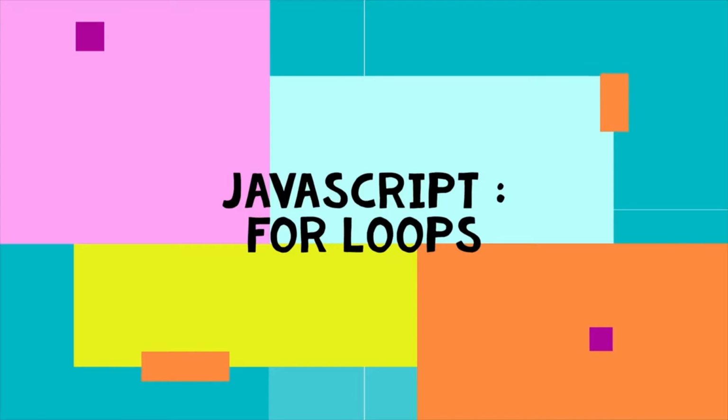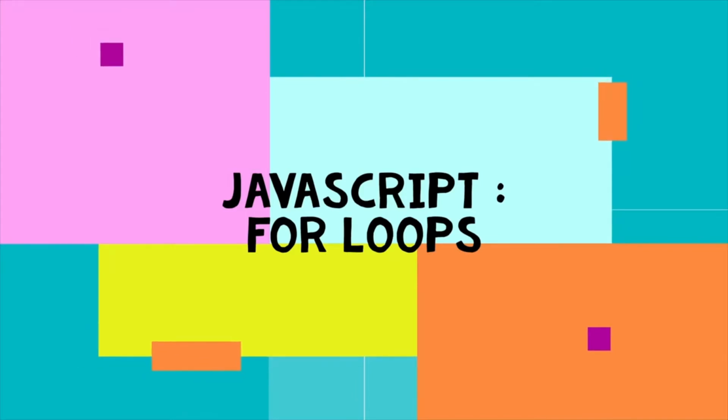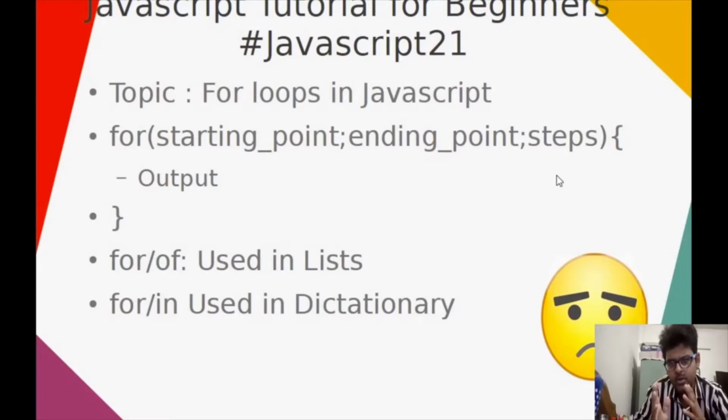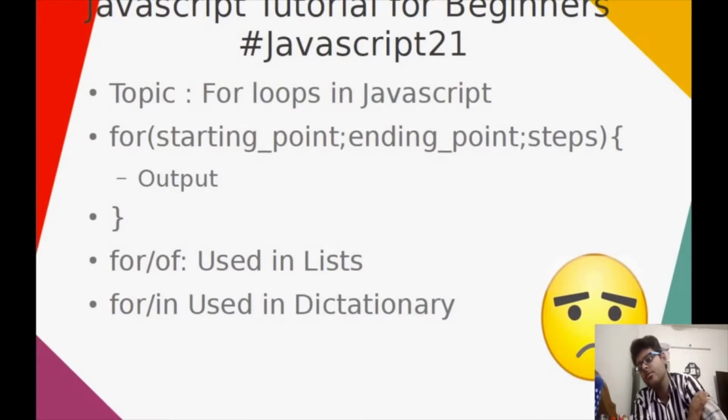In this video we will discuss for loops in JavaScript. So we are going to use for loops in our JavaScript. Let's start with the JavaScript tutorial for beginner series, and welcome to JavaScript tutorial number 21. In this video we will talk about for loops in JavaScript. We have two main types of loops in JavaScript, and in the last part we will talk about the while loop.